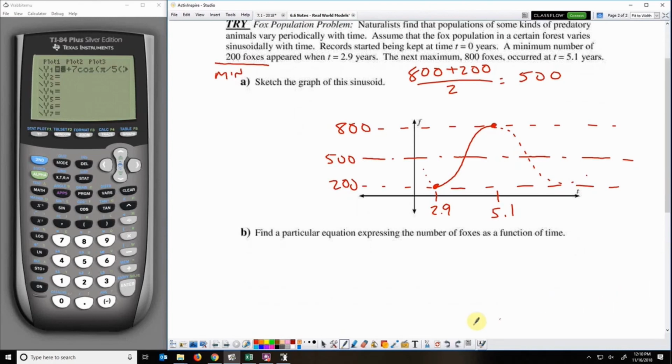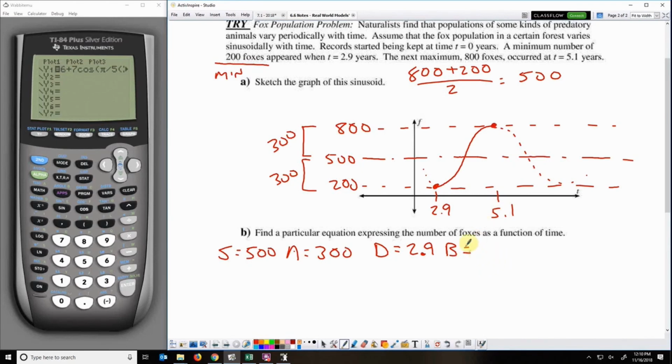Okay, so an equation. S, A, D, and B. The sinusoidal axis is 500. The amplitude, it goes 300 above and 300 below the sinusoidal axis. The displacement, the first minimum we know is 2.9. We could use that, and we're going to have negative cosine, or we could use 5.1 and have positive cosine.